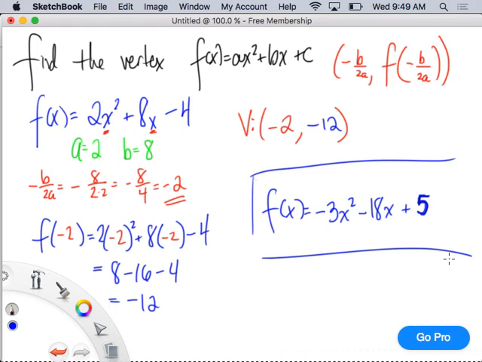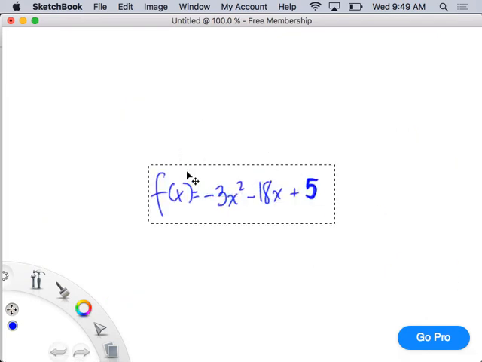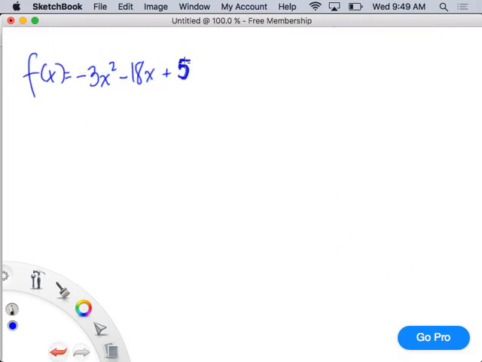Negative b over 2a. Plug it in. Okay. So the first question is, what's a and what's b? Well, a is negative 3. B is negative 18. So then do negative b over 2a. Well, that's negative b, which is negative 18, over 2 times a, which is negative 3.